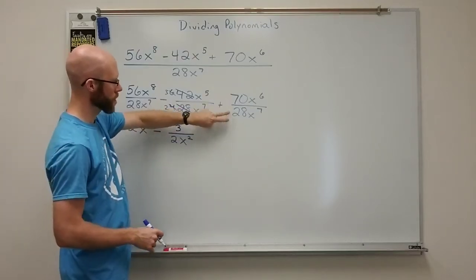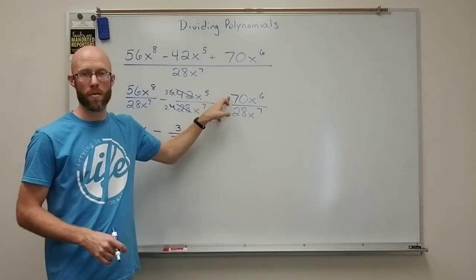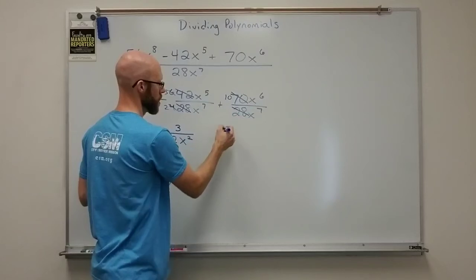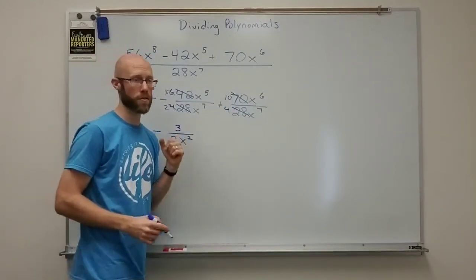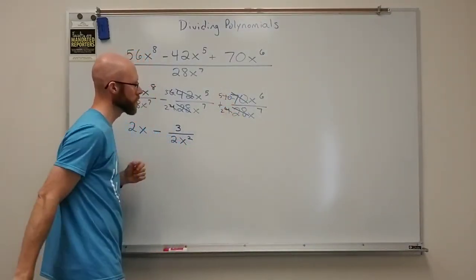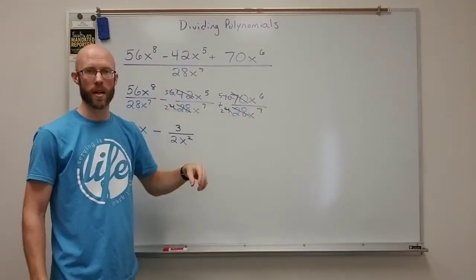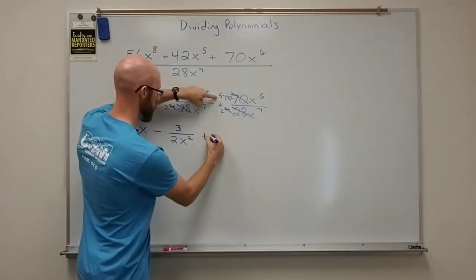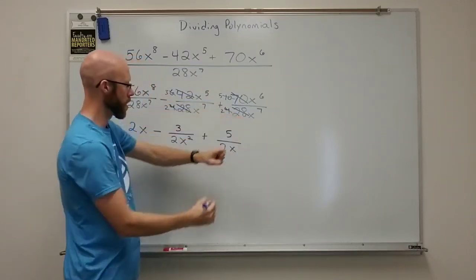Then here, 28 again does not go evenly into 70, but I know that they both have a factor of 7. So I'm going to divide out the 7. That'll be a 10. That'll be a 4. And they also both have a factor of 2. So I could divide out a 2, that makes a 5, and a 2 there makes a 2. Also, the x's, when I reduce 6 minus 7, I get a negative 1 or a 1 on the bottom. So I get a 5 on top, and I get a 2 and an x to the 1 on the bottom.